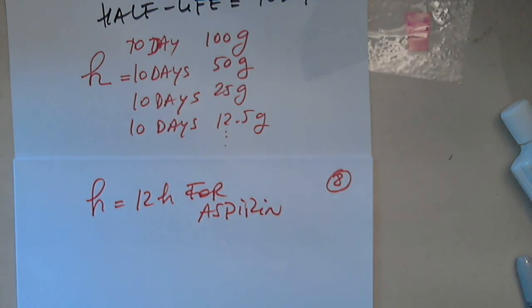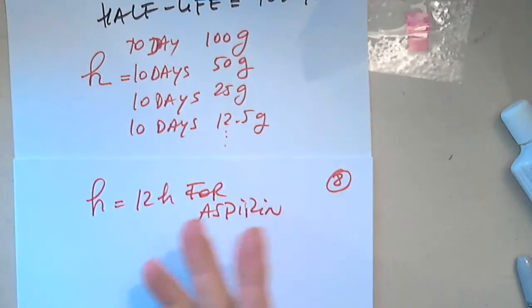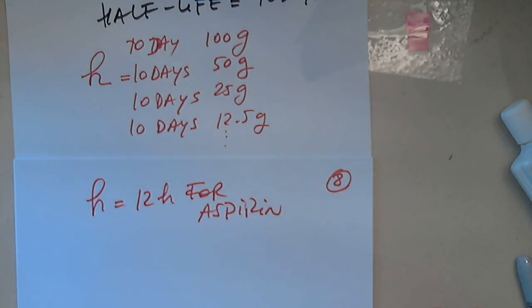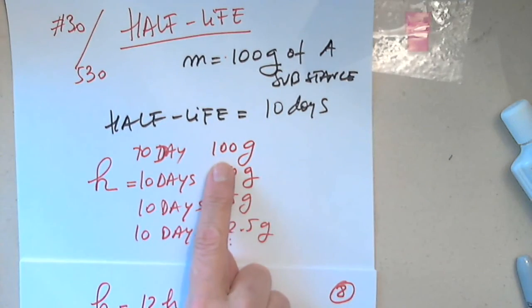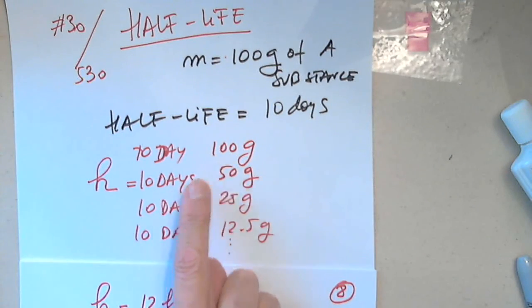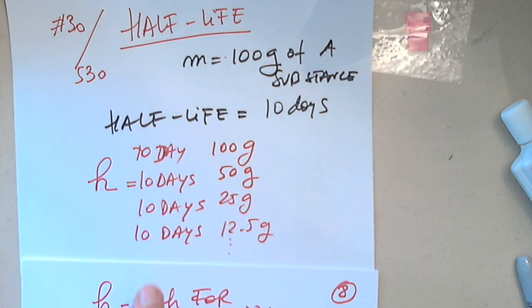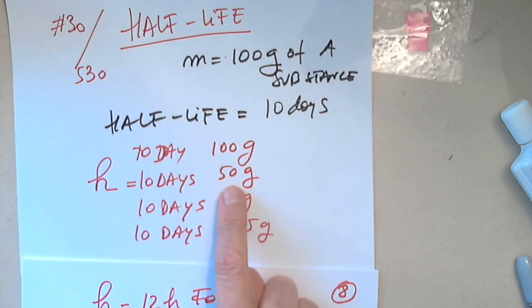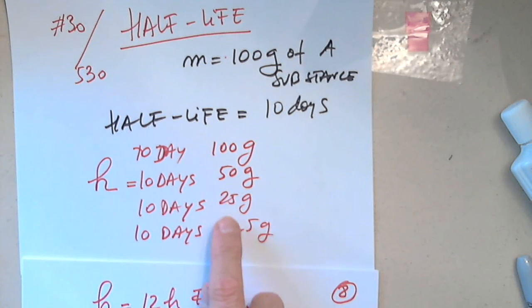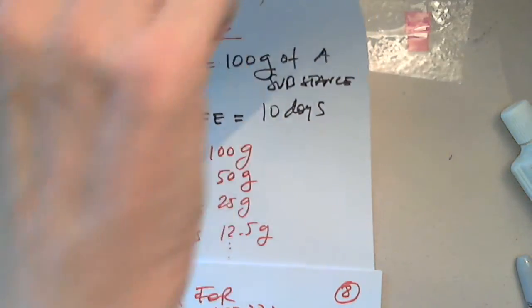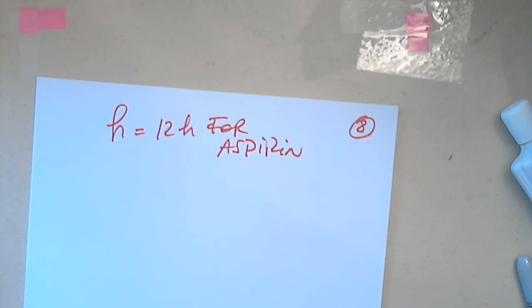It's a substance. It decreases its mass according to the exponential decay model. But every 12 hours, if I take 100 grams now, not in 10 days, but 12 hours later, I have 50 in my system. 12 more hours later, I have 25 in my system, and so on and so forth, in my bloodstream. So let's see what they want.